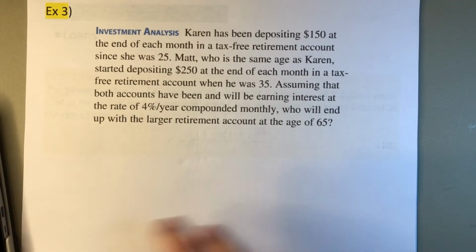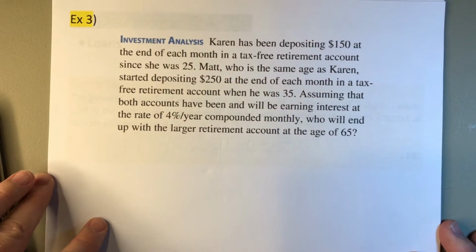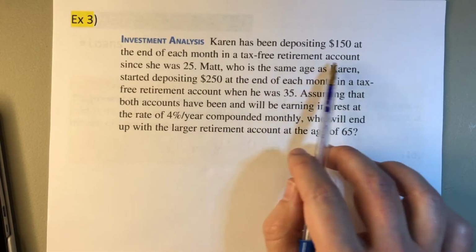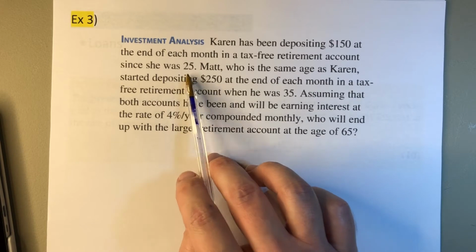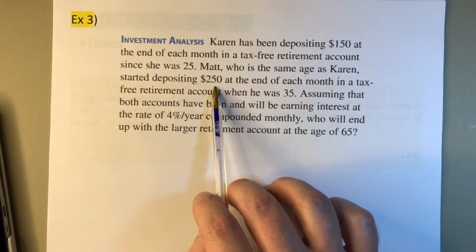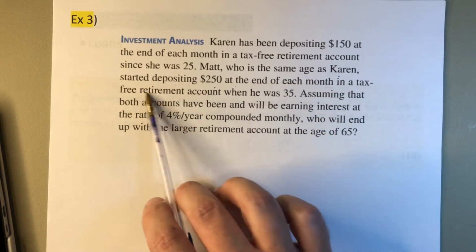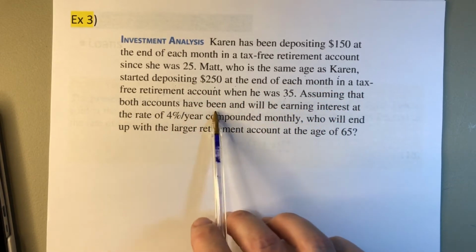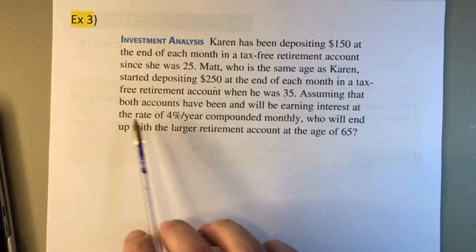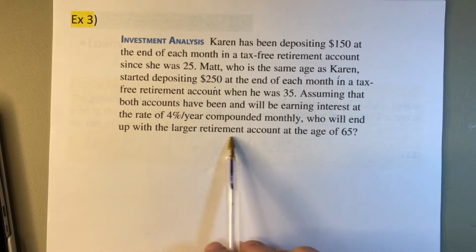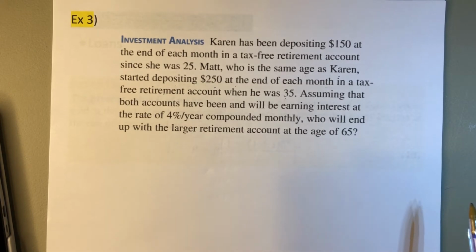Example number 3. So Karen has been depositing $150 at the end of each month in a tax-free retirement account since she was 25. Matt, who is the same age as Karen, started depositing $250 at the end of each month in a tax-free retirement account when he was 35. Assuming that both accounts have been and will be earning interest at the rate of 4% per year compounded monthly, who will end up with a larger retirement account at the age of 65?